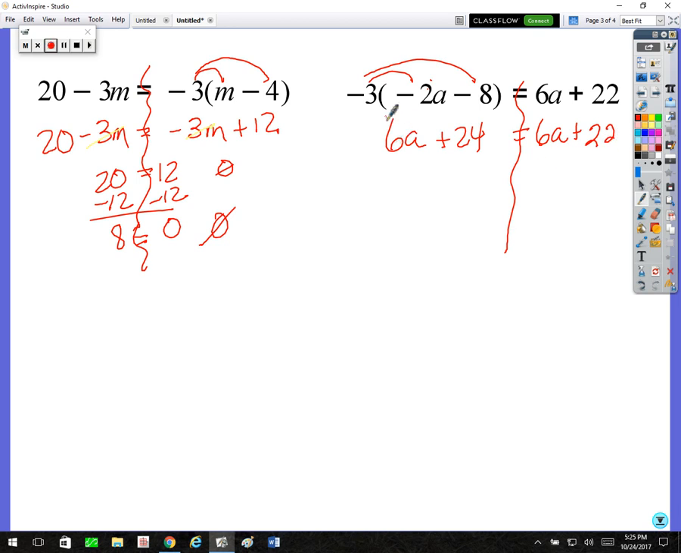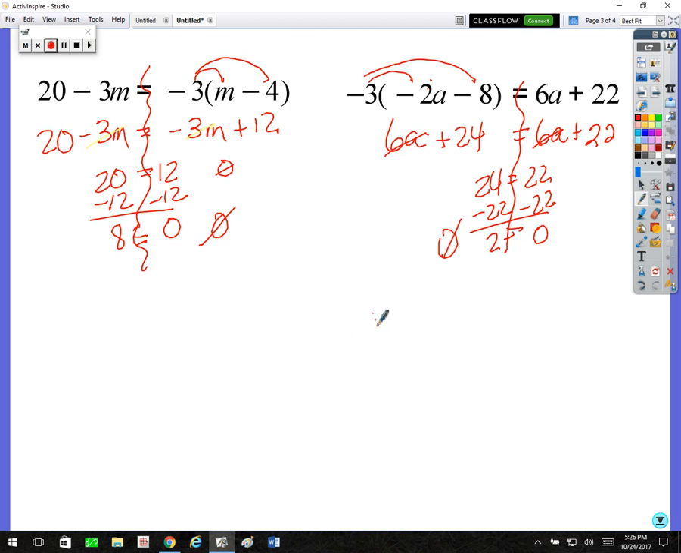If I notice these terms, 6a and 6a, immediately that jumps out. Those are going to cancel. I'm left with 24 equals 22, which again is a false statement. So right now I know this is no solution, but I'm still going to finish this out. Let's work it on down. 22 minus 22 is 0, and 24 minus 22 is 2. So 0 and 2 do not equal each other, so this one is a no solution problem.